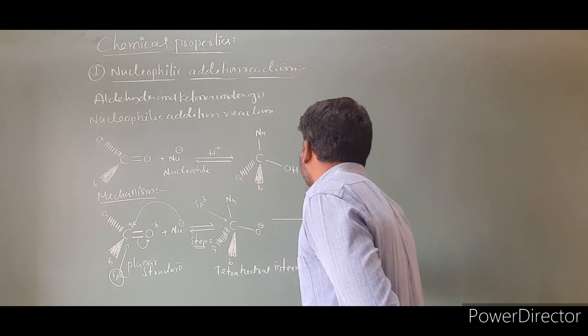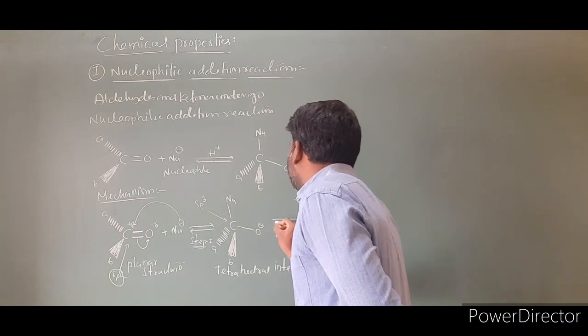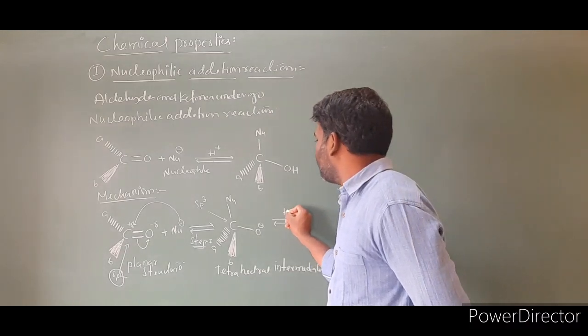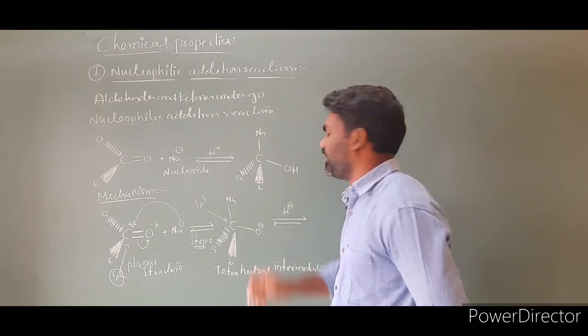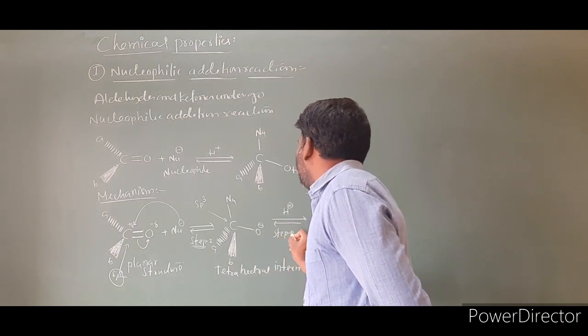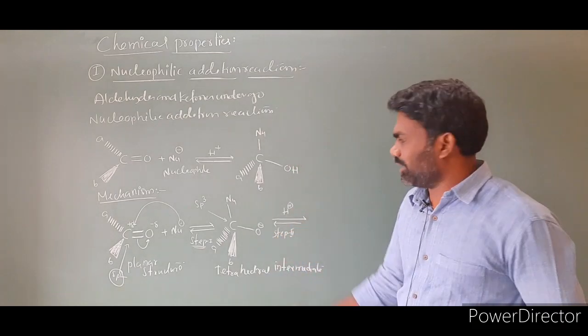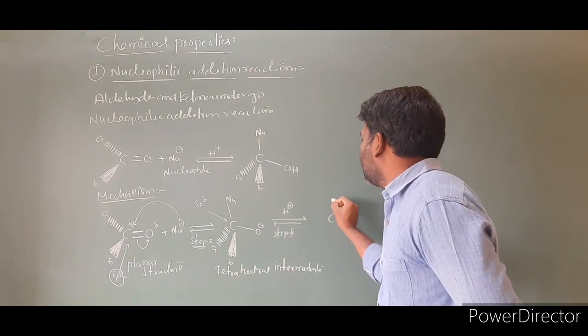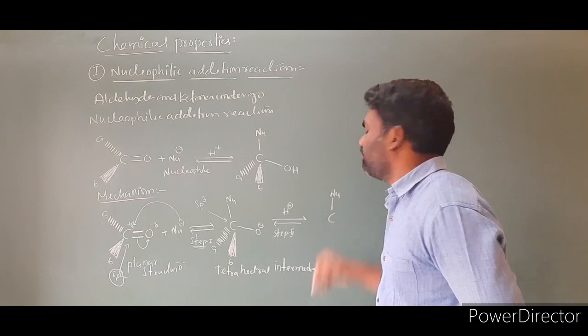Step number 2. This tetrahedral intermediate captures the proton from the reaction medium. It will take an H plus from the reaction medium, and this is step 2. This O minus will take this proton, and the product is a C. This is the nucleophile.